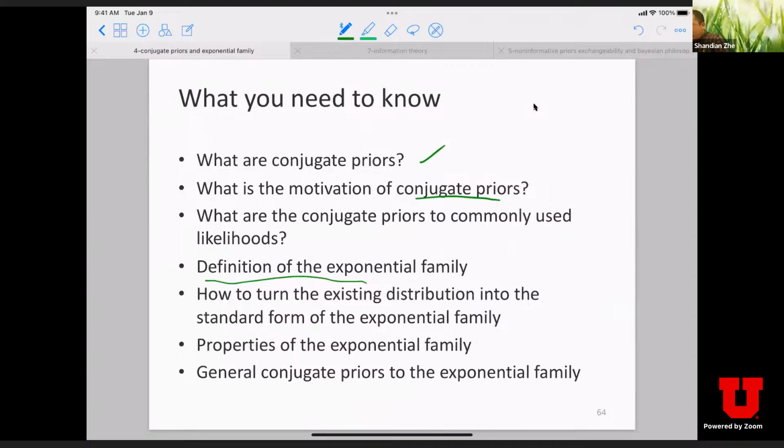And you should know the definition of an exponential family, and how to convert an existing distribution into that form. It's relatively easy, but you might feel uncomfortable at first sight. Right? And you should know the properties of the exponential family and the general conjugate priors to the exponential family. Okay, any questions so far before we move to the next topic?